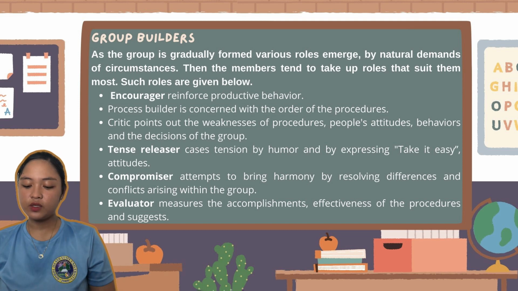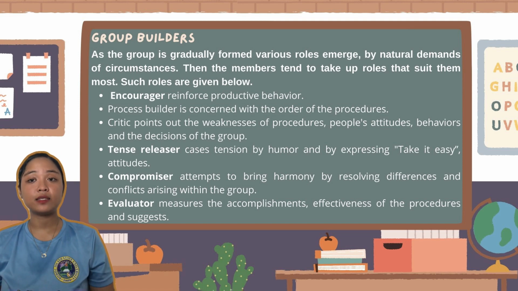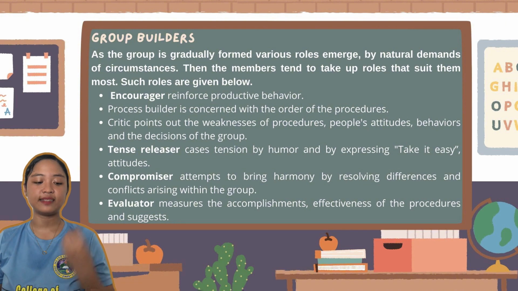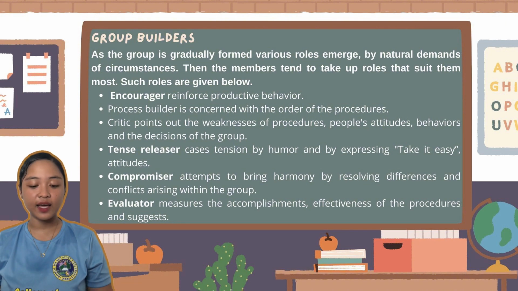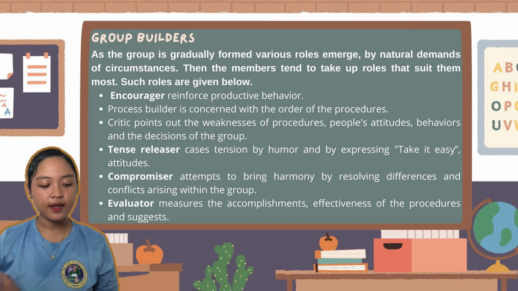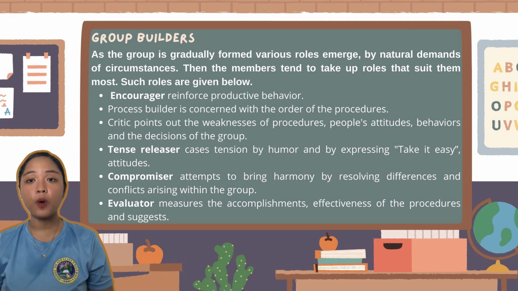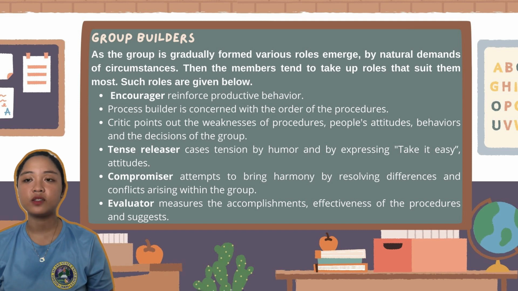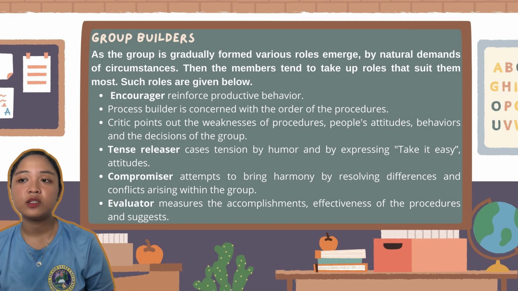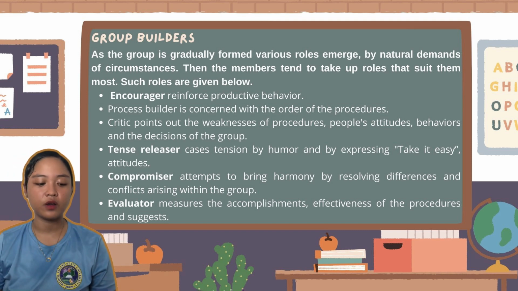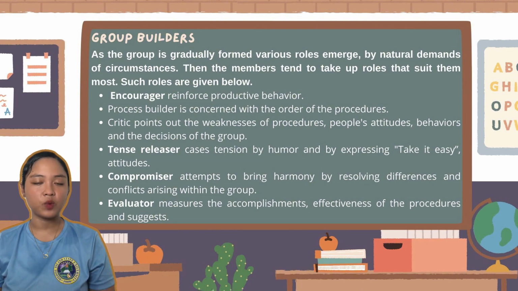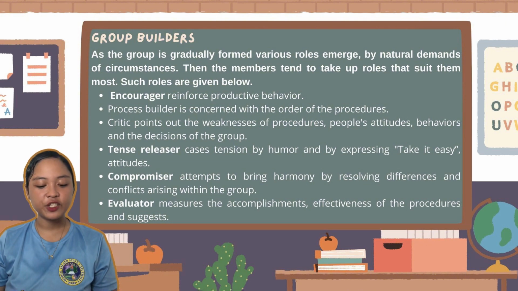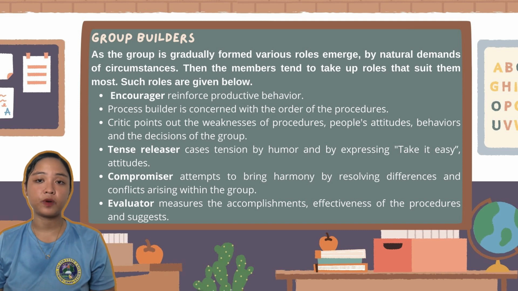So next is process builder, who is concerned with the order of procedure. So ensure things run smoothly by organizing tasks, setting deadlines, and keeping the group focused. Next is critic, who points out the weaknesses of procedures, people, attitudes, behaviors, and decisions of the group. So points out flaws and weaknesses, encouraging constructive feedback and improvements.